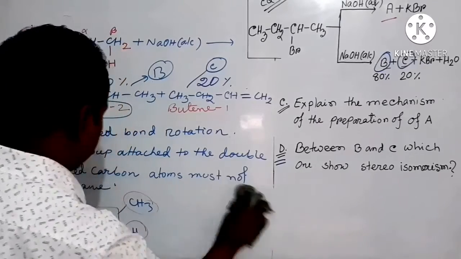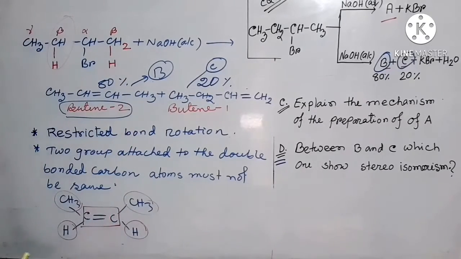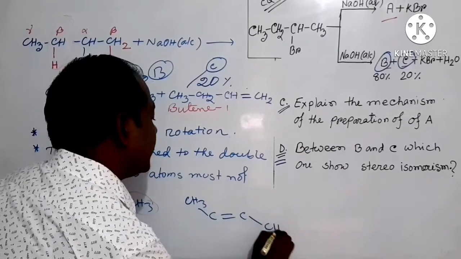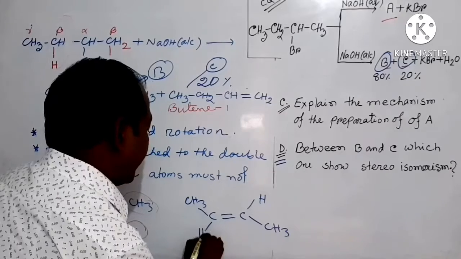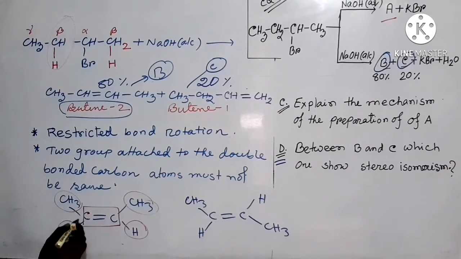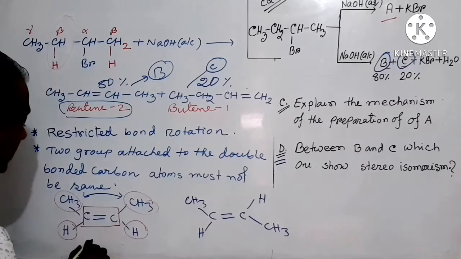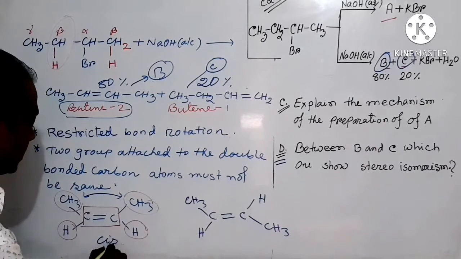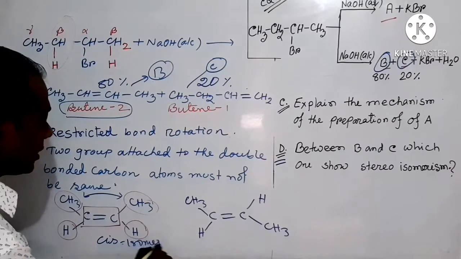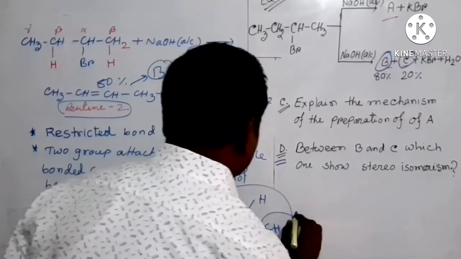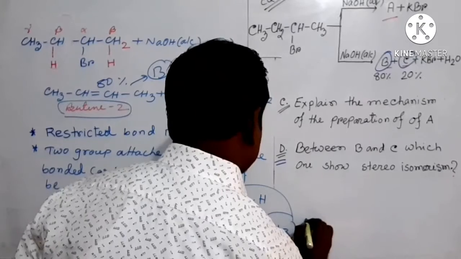For B, butene 2, we get two isomers. If the bulky groups across the restricted double bond are present on the same side, the compound is the cis isomer. And this is the trans isomer, because the bulky groups are present on opposite sides.